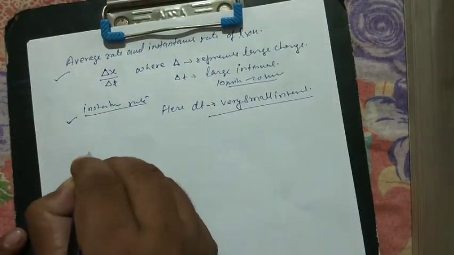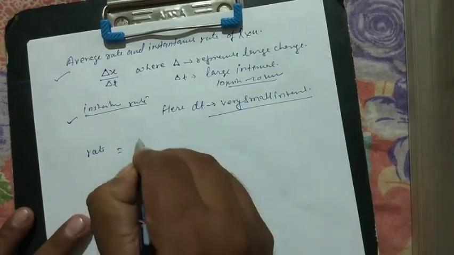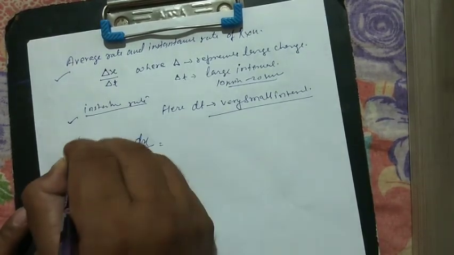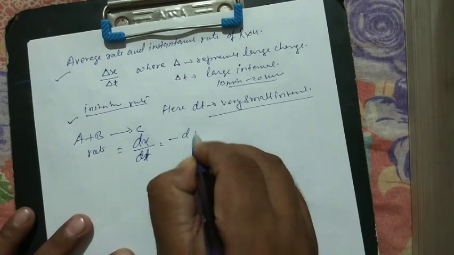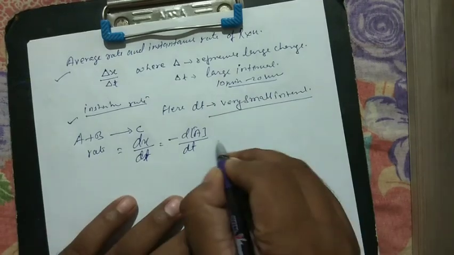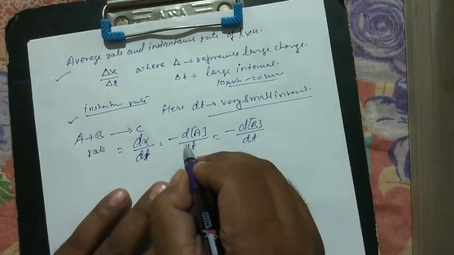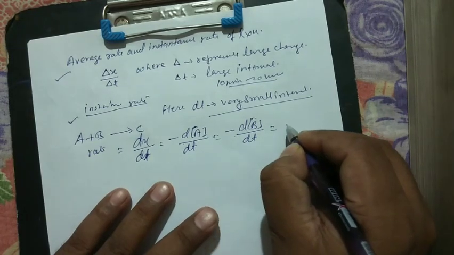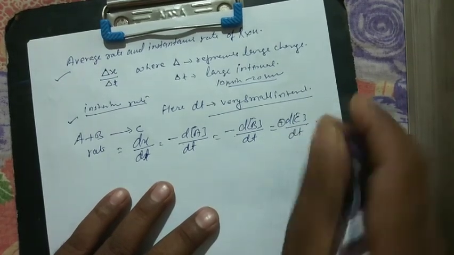Instantaneous rate means dx by dt. If A plus B is reactant and C is product, then our formula will be negative d of A with respect to time, negative d of B with respect to time, that is the reactant part, that's why it is a negative sign, and d of C upon dt is positive because it is the product part.